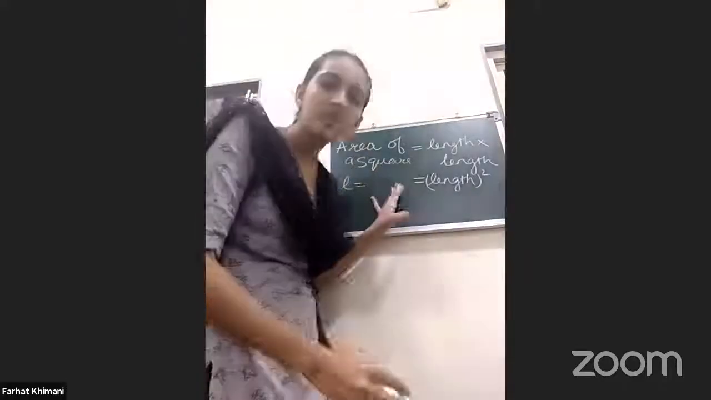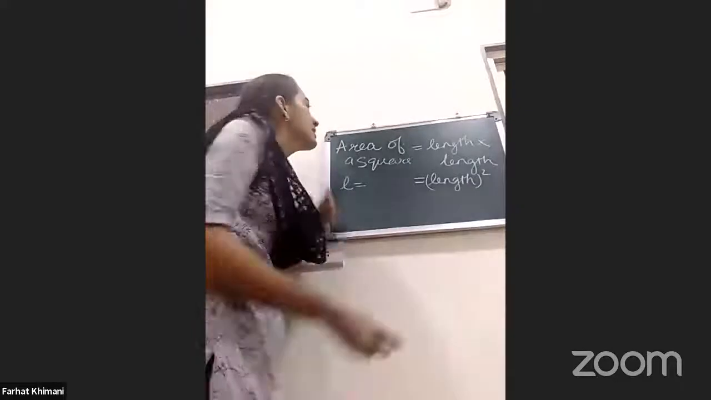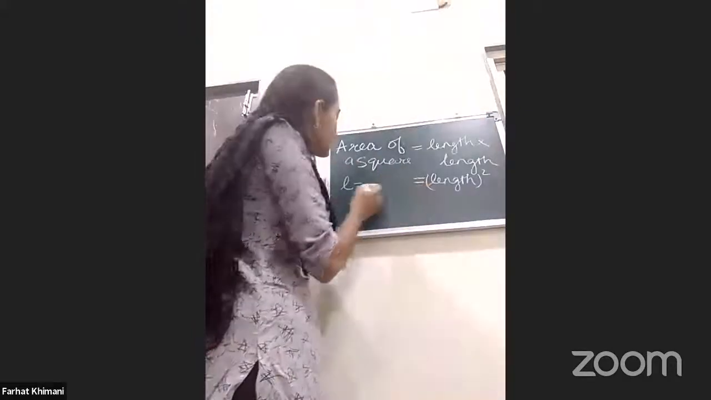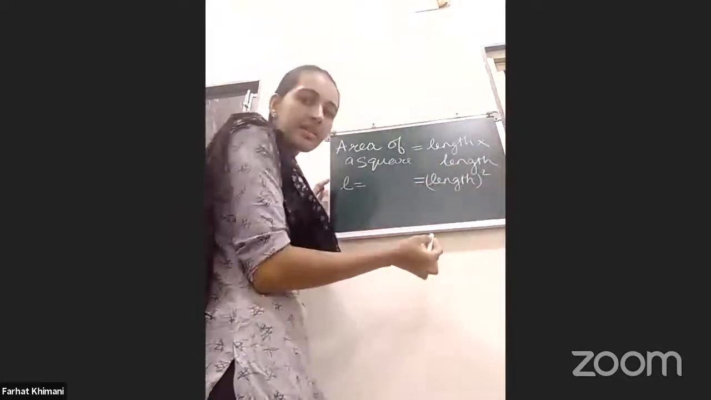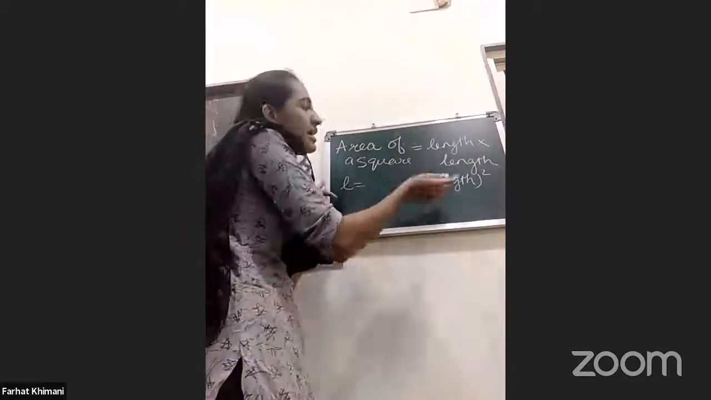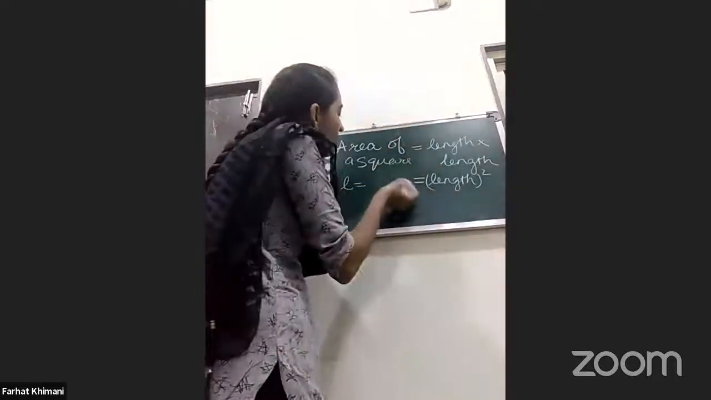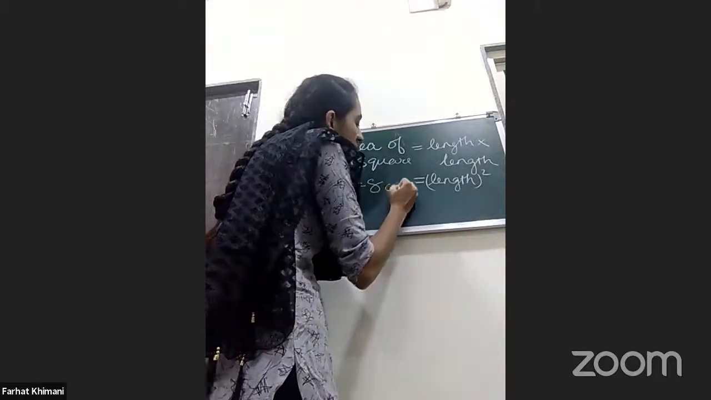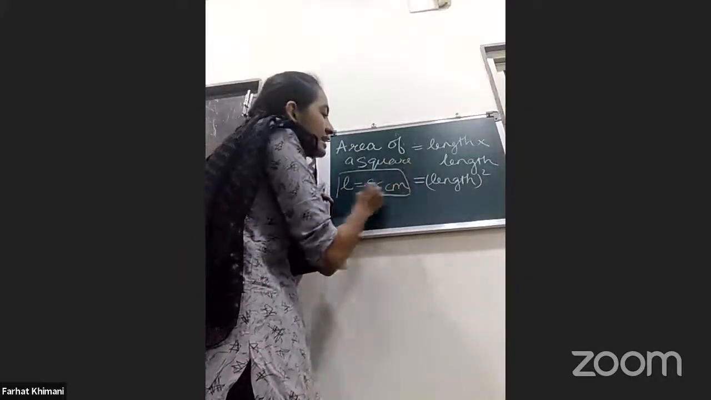Yes, ma'am. Continue with the area of the square. This is the area of the square, that is L into L, that is length square. So let me take, suppose we have 8 centimeter. So what will be the area for 8 centimeter?